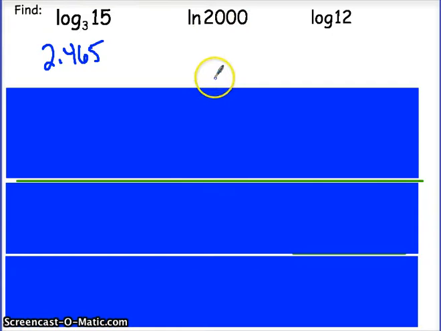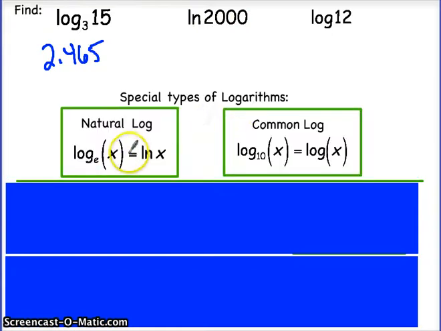Now there are two other specific kinds of logarithms that will be very helpful for you. There are what are called the common log and a natural log. The natural log is log base e.